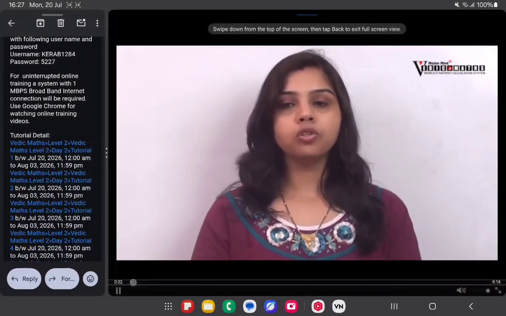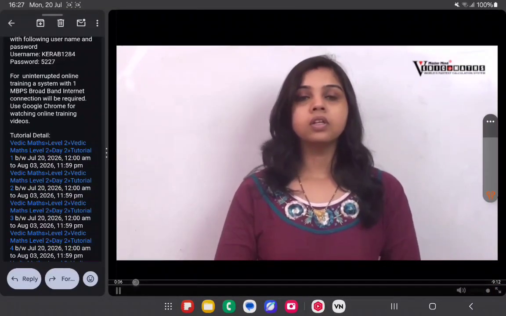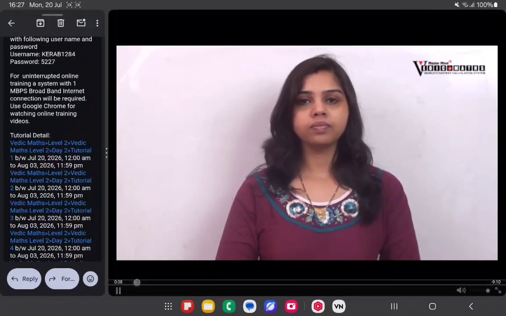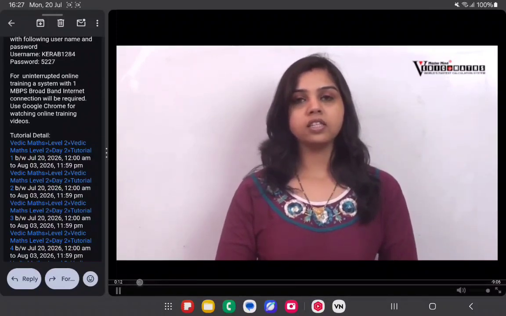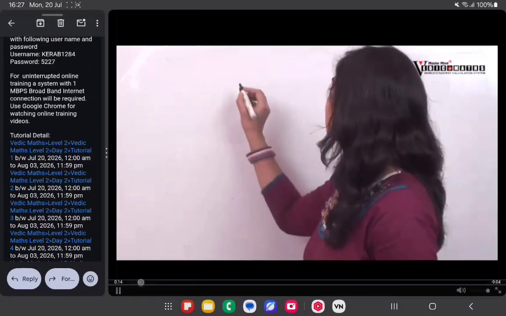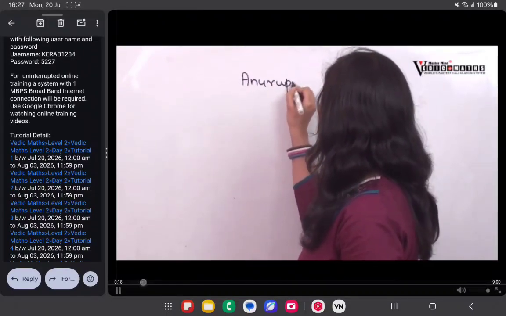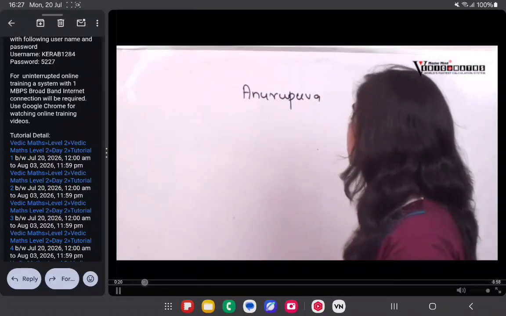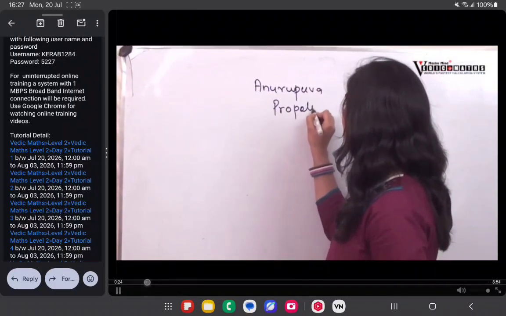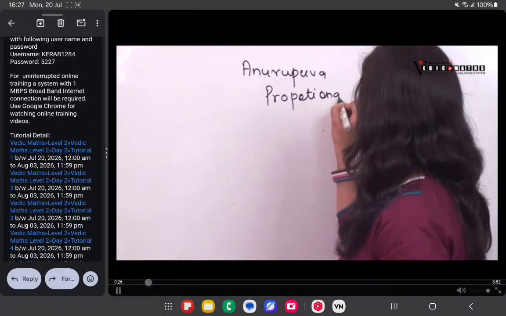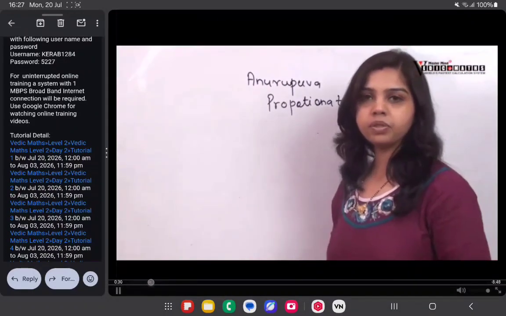Week 7. You must complete the whole exercise of the previous week before starting this week. So please open page number 74. In this week we learn the more base method, and the sub-sutra Anurupye, that is, proportionality, will be used. So let's take an example.